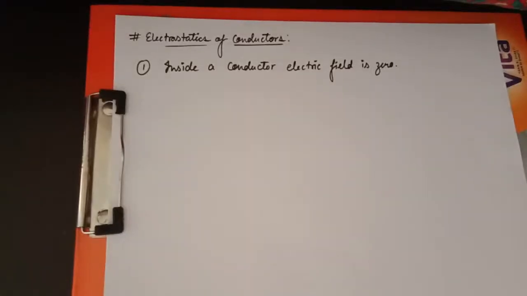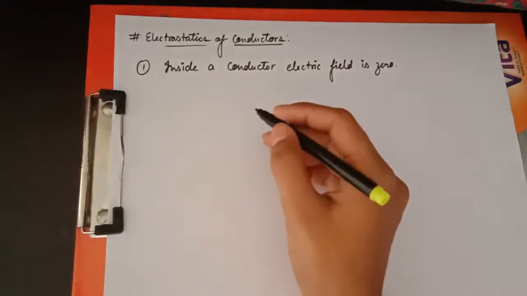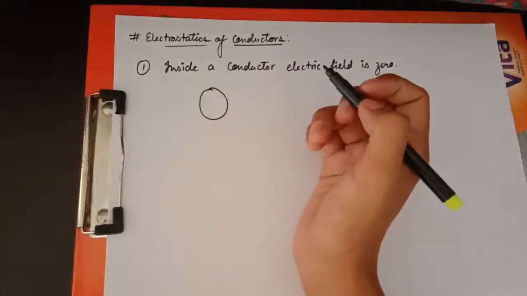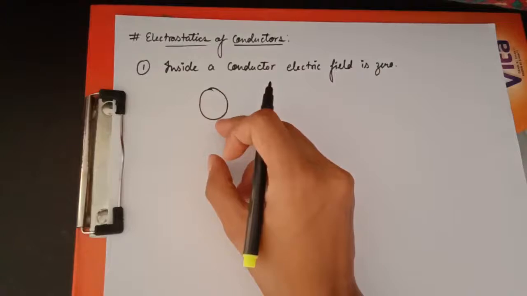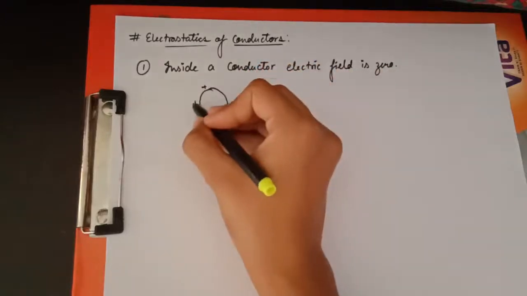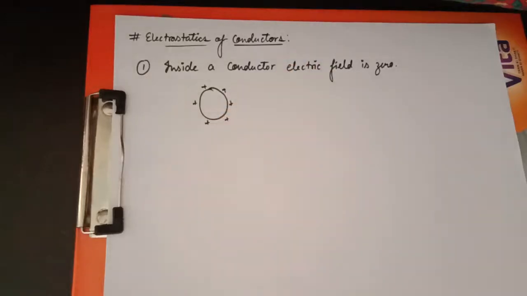Here we will discuss some key features of conductors for electrostatics. First of them is, inside a conductor the electric field is 0. Suppose you have a conductor, it could be of any shape. I have taken a spherical shape here. So if it is a conductor, then the electric field is 0 inside it. It means the electric field lies only at its surface.